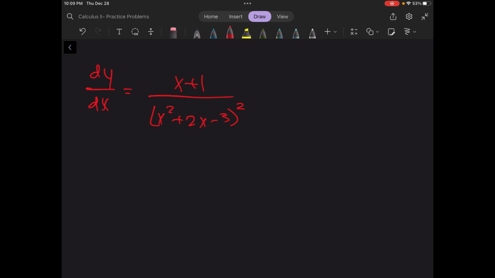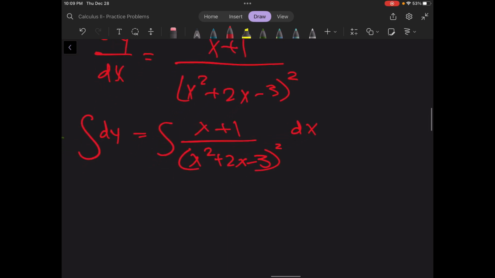We're going to start the same way by multiplying both sides by dx. So dy is equal to x plus 1 over (x squared plus 2x minus 3) squared dx. And let's integrate both. And this time I'm going to skip the constant 1 and constant 2 and just call at the very end the big constant like how we did last time. So I'm going to just say that y is equal to, let's see, how are we going to do this?